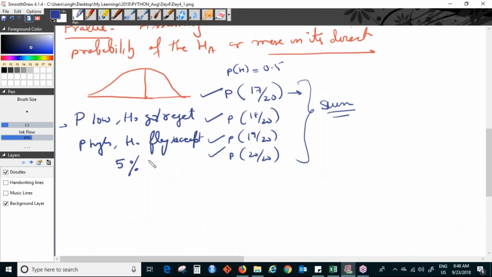Okay, so it's just the terminology. You don't have to worry about it a lot. So we either reject the null hypothesis or we fail to reject the null hypothesis. So that's the terminology that is used.